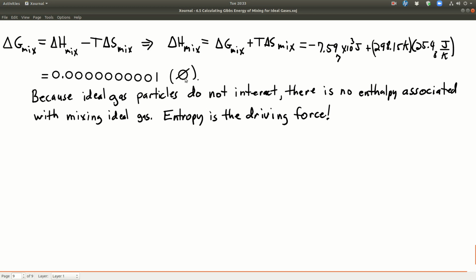So it's 0. What that tells us is there's no enthalpy change associated with the mixing. And that makes sense because we know that in an ideal gas, the particles do not interact. So there's not going to be any thermal energy transferred. So the driving force in this case is strictly entropy, which is, by the way, a really strong driving force.